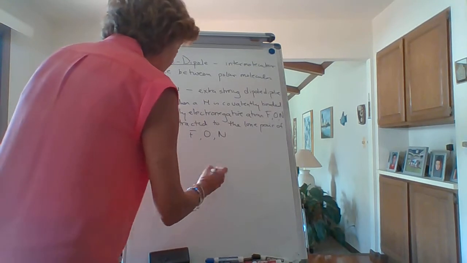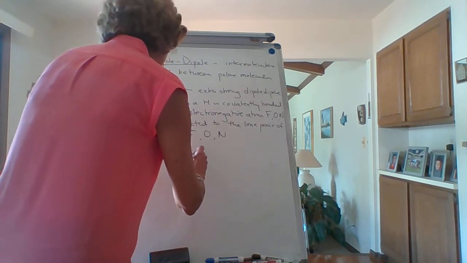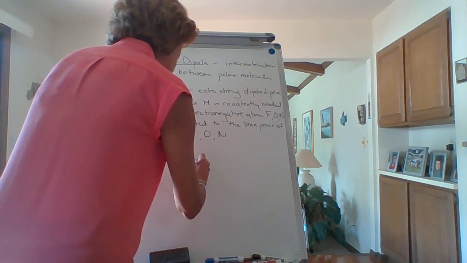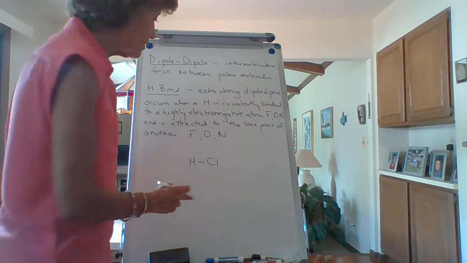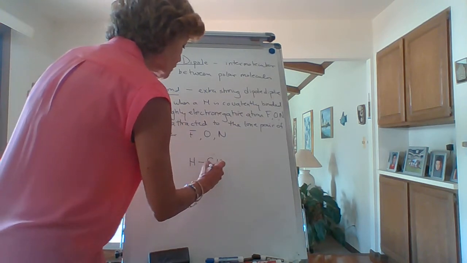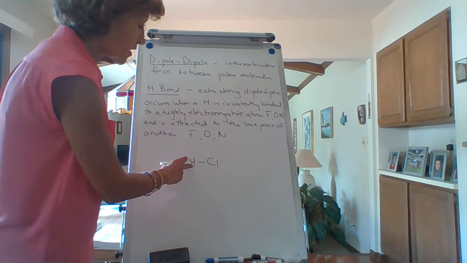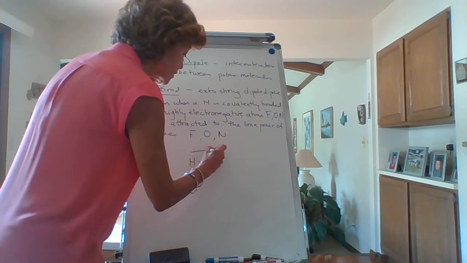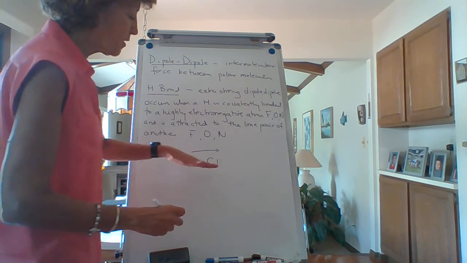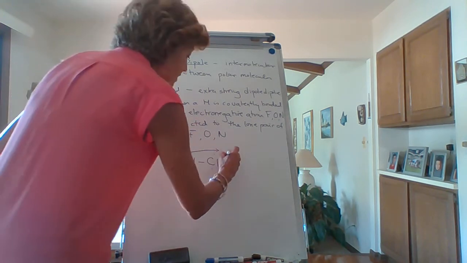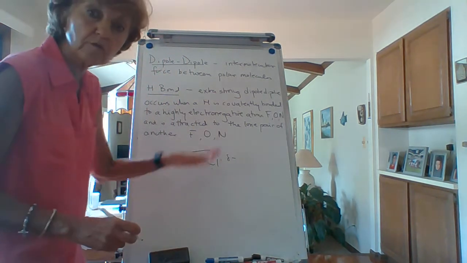So let's say I have this molecule over here. Let's say I've got hydrogen chloride. If you look at the electronegativity chart, you'll notice that chlorine is more electronegative than hydrogen. So the arrow goes towards the chlorine, or chloride in this case. So this would be partial negative, and this would be partial positive. So this is a polar molecule.